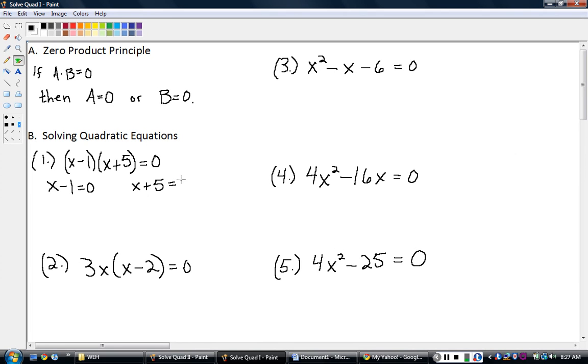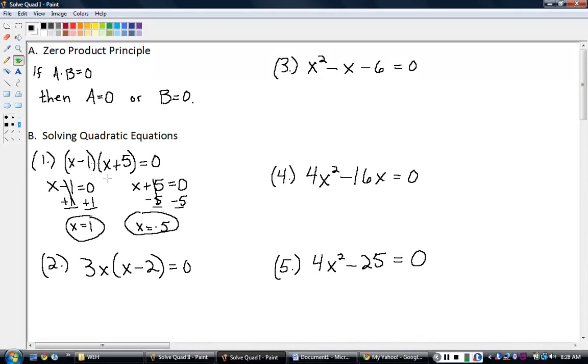So basically we end up solving two linear equations. Remember how to solve these, right? If x minus 1 equals 0, what do we do? What's the algebra? Add 1 to both sides. And I get my solution, x equals 1. Or over here I'd have to subtract 5 from both sides and I get x equals negative 5. Okay, so that's applying that zero product principle. And those are my two answers. Most of these are going to work like that.